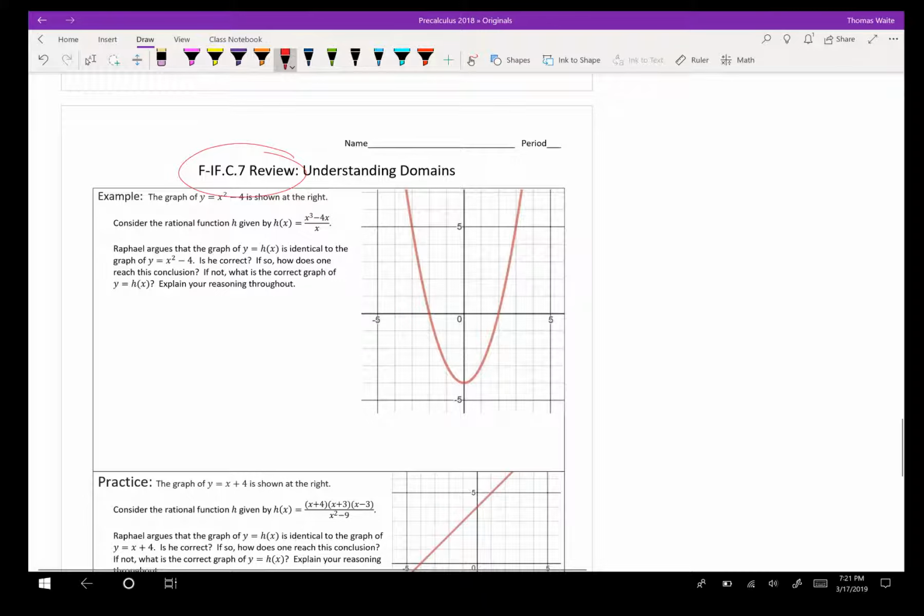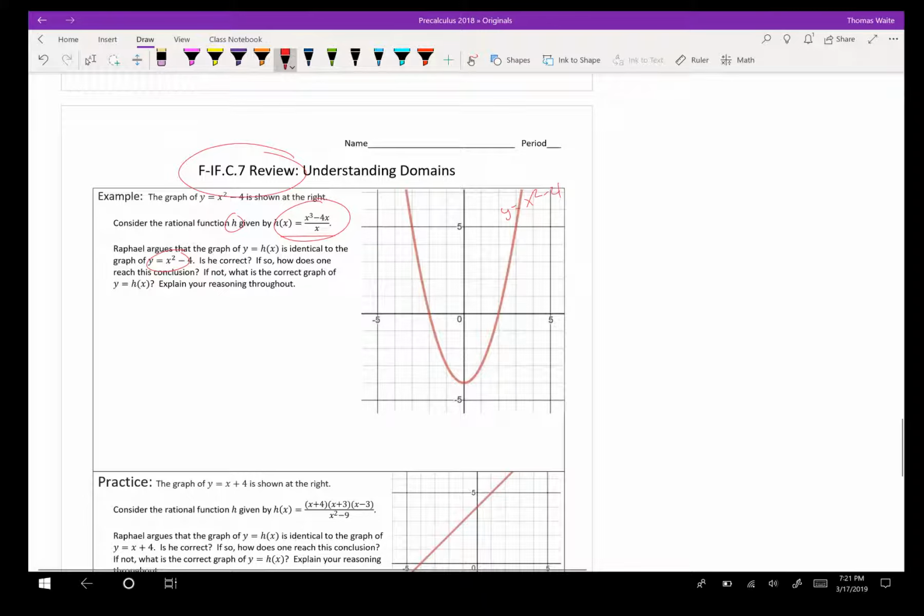The graph of this is shown at the right. It says consider the rational function h given by that. Raphael argues that this graph is identical to the graph shown, of x squared minus 4. So this is y equals x squared minus 4 here, that's the graph we're looking at. And he's saying that this other function should look the same. Is he correct? If not, what is the correct graph?